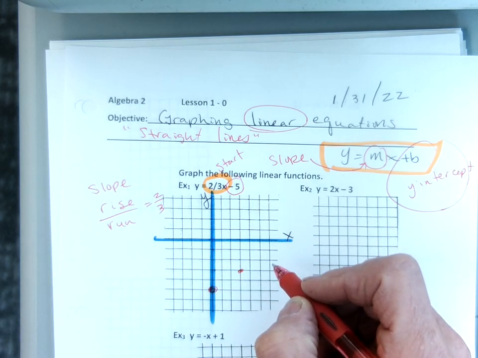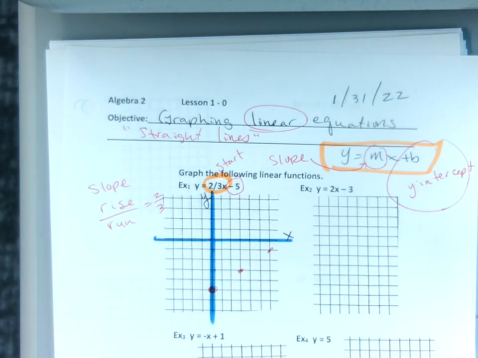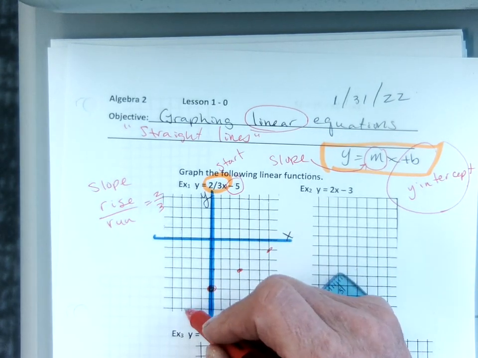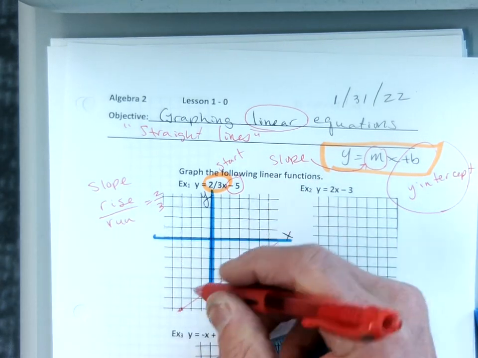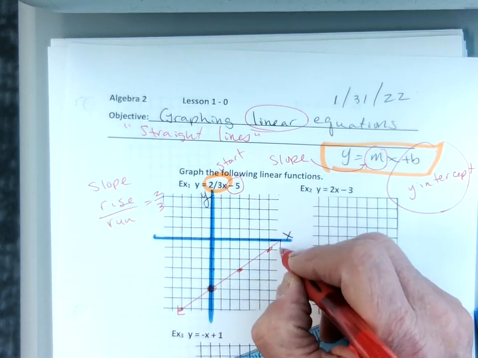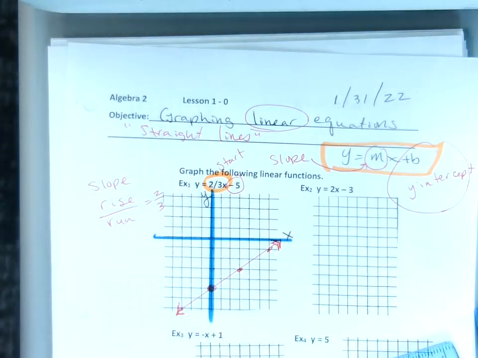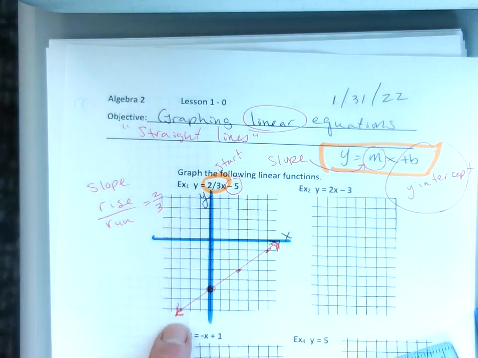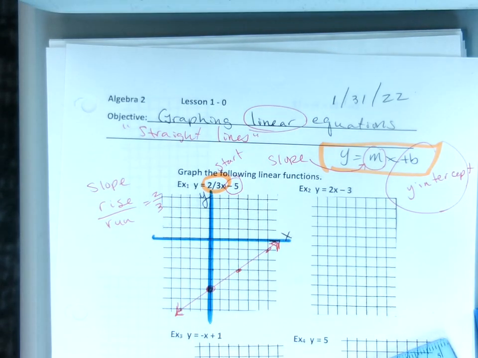I'm going to keep going up the stairs, up 2 over 3. I can do as many points as I need to, but I'm going to just stop there and draw my line. I put arrows on the ends of my lines because a line is forever long, right? That's it. This line that I just drew has a name. This is the name of this line, 2/3 x minus 5. Thumbs up. It's okay to give me sideways if you're a little confused.